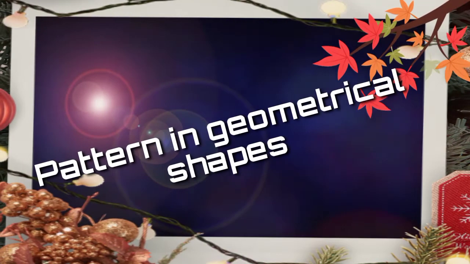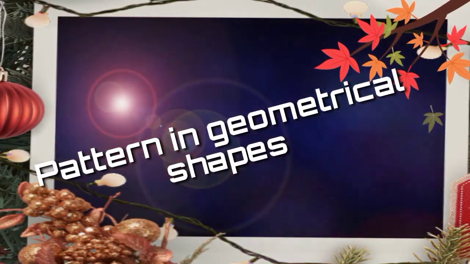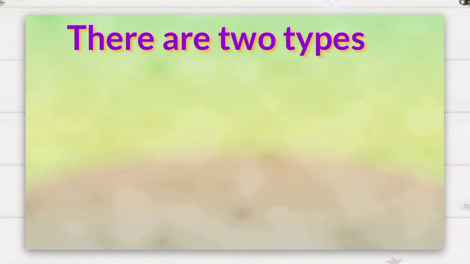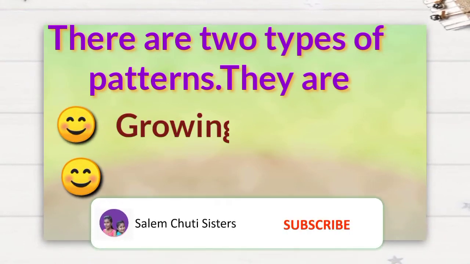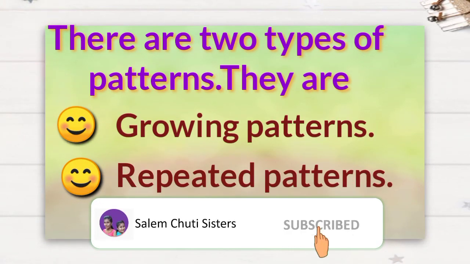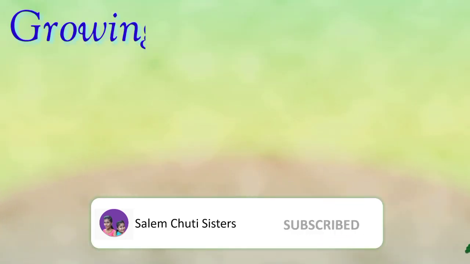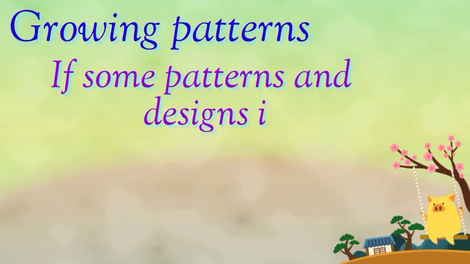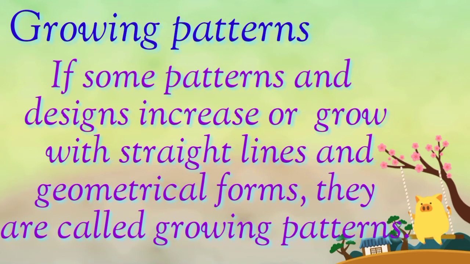Next, we are going to see about patterns in geometrical shapes. There are two types of patterns. Let's see what they are. Okay, growing patterns and repeated patterns. We are going to see about growing patterns. If some patterns and designs increase or grow with straight lines and geometrical forms, they are called growing patterns.